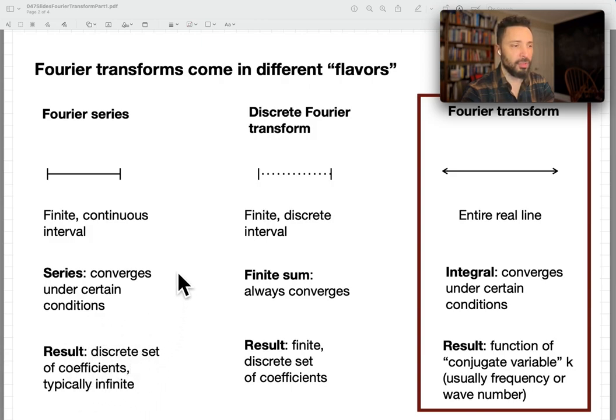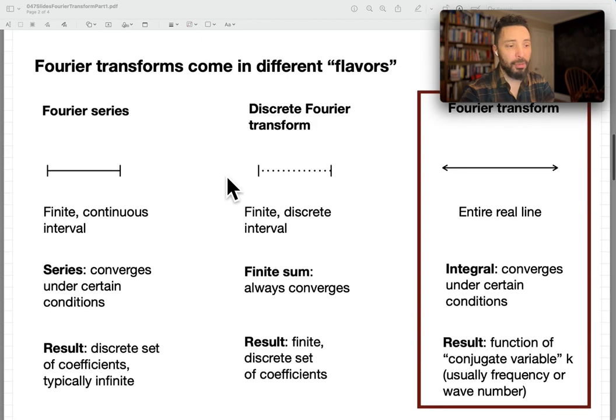That's the result of doing the transform, if you want to think of this as a transform for the case of the series. Now, for the discrete Fourier transform, this is something that we saw in the context of linear algebra as a unitary transformation, as a special kind of unitary transformation. And here what we have is not a continuous interval, but we have a discrete interval, a discrete and finite interval. Usually we talk about endpoints. That's how I presented it in a previous video. And the result is a finite sum. So we do a finite sum, it always converges. There's no problem with that.